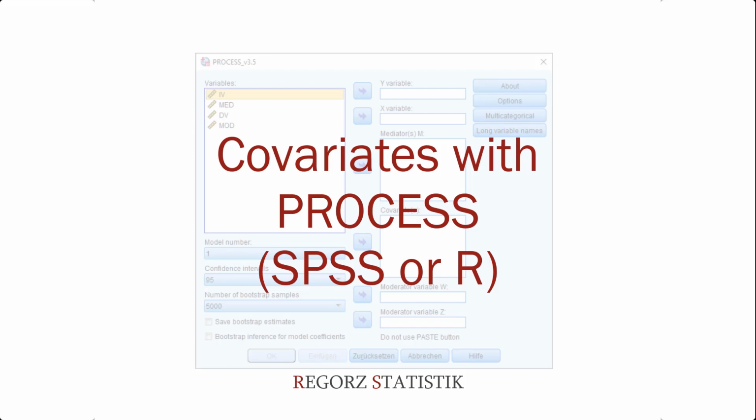Hi, welcome to this video about using covariates for PROCESS. In this video, I will show you how to use covariates with PROCESS, either the same covariates for all parts of your model, or how to customize your model so that you can choose which covariates go into which part of your model.